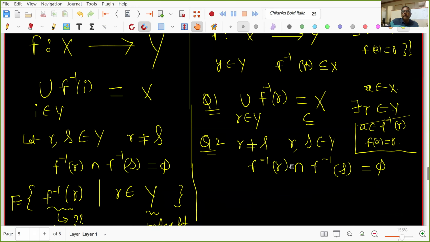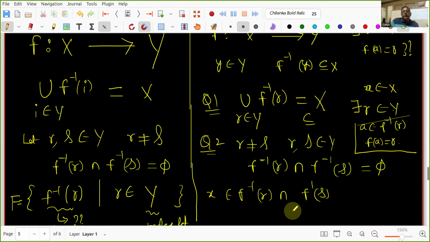How will the second one come? So I want to show the intersection is empty. Suppose it is non-empty. What is the meaning of that? Suppose there is some X belonging to F inverse of R intersection F inverse of S. Okay, what do you mean by that? What is the meaning of intersection? Ask if you want.